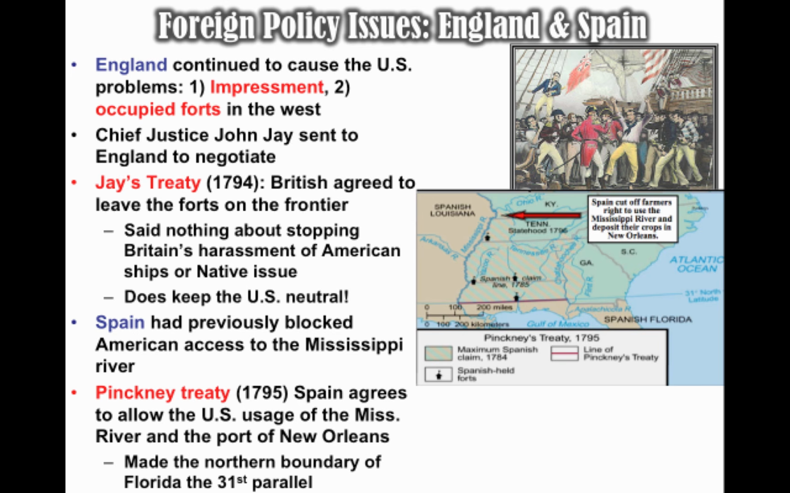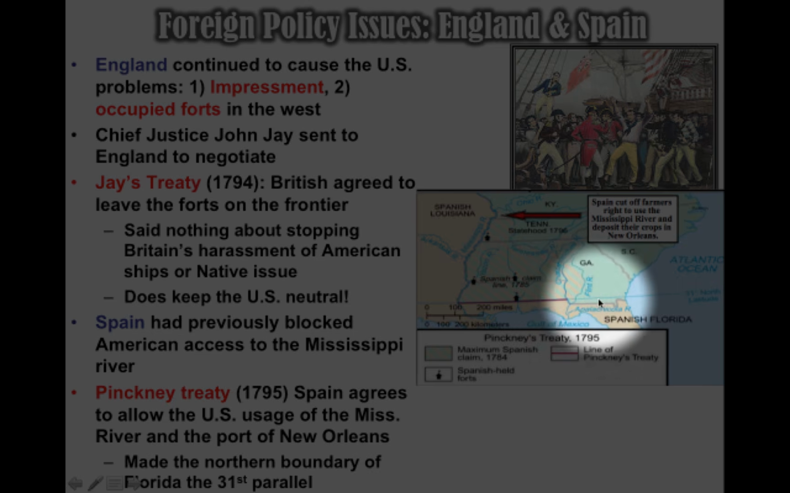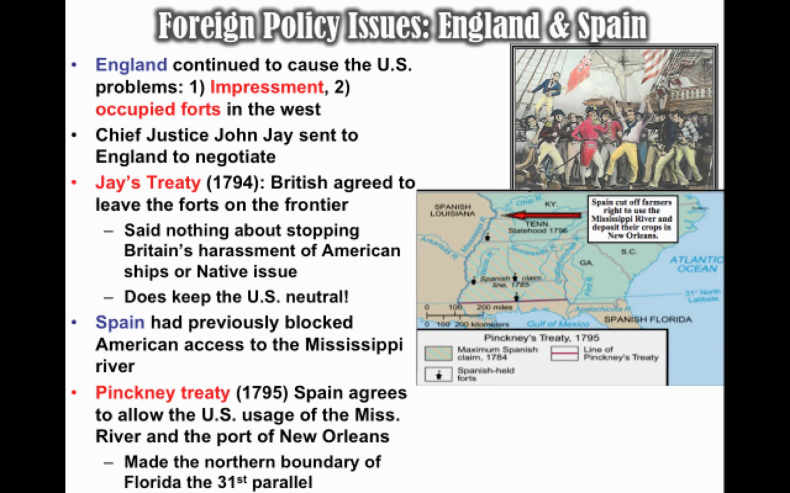Pinckney's treaty also made the northern boundary of Florida the 31st parallel. You can see right there on the map there was some dispute between the United States and Spain. So Pinckney's treaty, Jay's treaty, two important treaties you should know about.